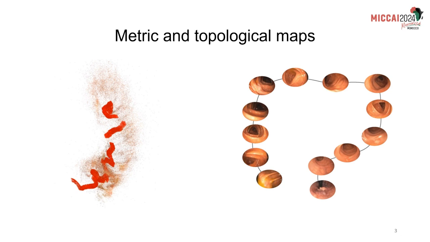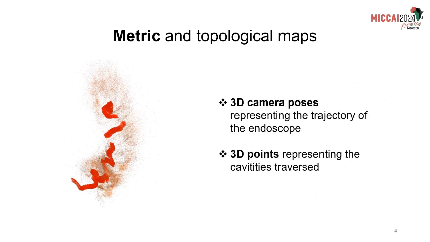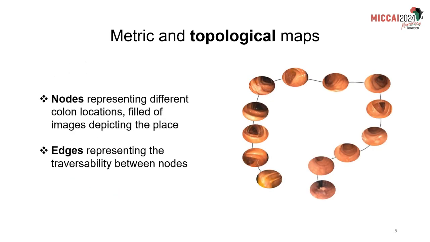Going into a bit more detail, I'm going to explain the differences between metric and topological maps. Metric maps are composed of 3D camera poses that represent the trajectory of the endoscope, and 3D points that represent the cavities traversed during the exploration. On the other hand, topological maps are composed of nodes that represent different colon locations, sets of images depicting each colon location, and also edges that represent the traversability between different nodes, meaning that we can travel from one colon location to the other.